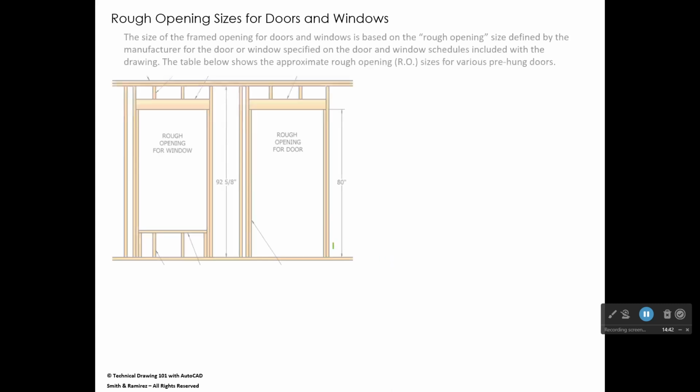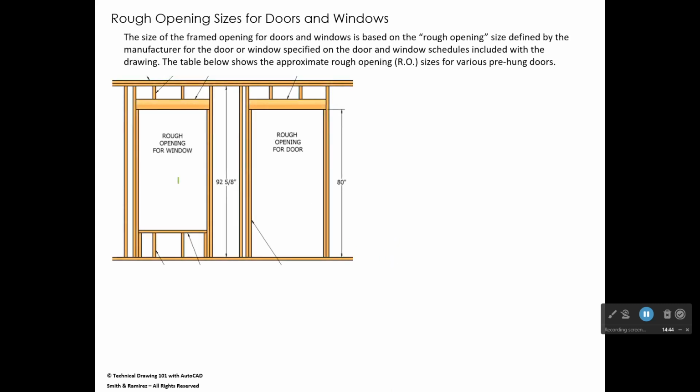So anyway, what we're going to do in this class is we're going to focus mainly on dimensioning to the centers of doors and windows, from the edge of the framing to the center of a door and then to the center of a window and so on like that.